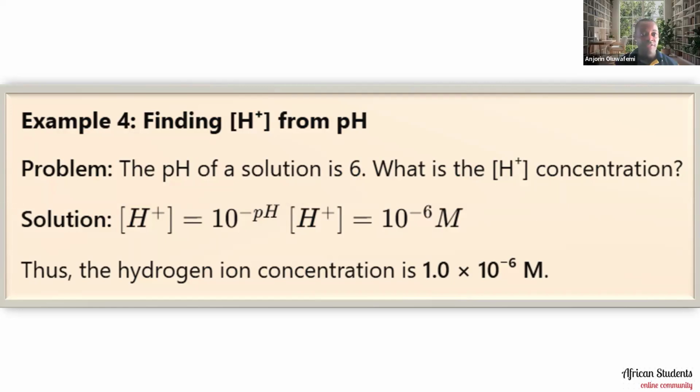Don't forget the connecting formula. pH equals the negative logarithm of the hydrogen ion concentration. So for me to get the hydrogen ion concentration, it's just the anti-logarithm of the pH value that has been given to me. When I plug that in, I will get 10 raised to the power minus 6 molar. So therefore, the hydrogen ion concentration is simply 1.0 times 10 raised to the power minus 6 molar.